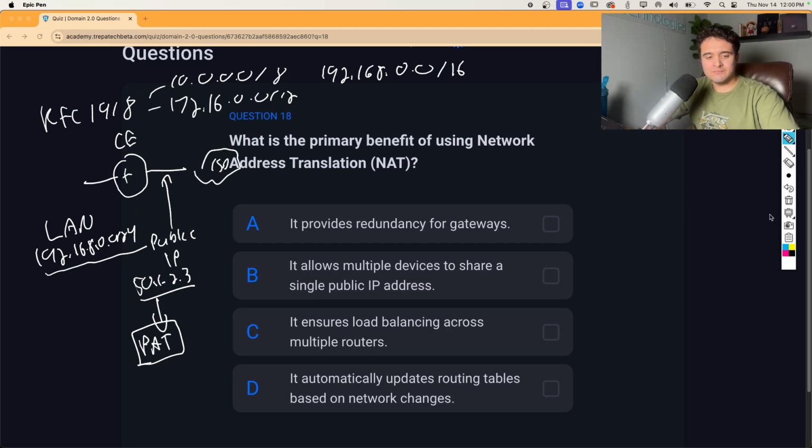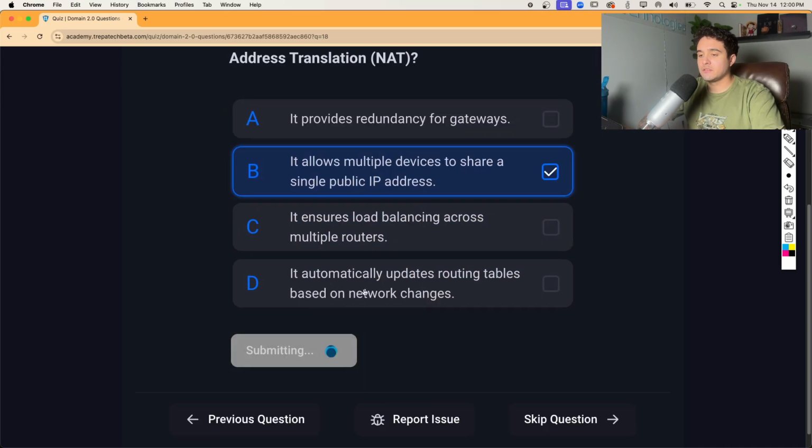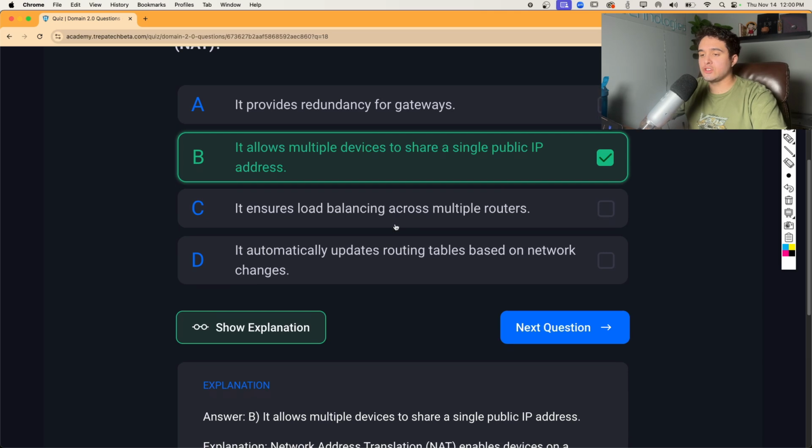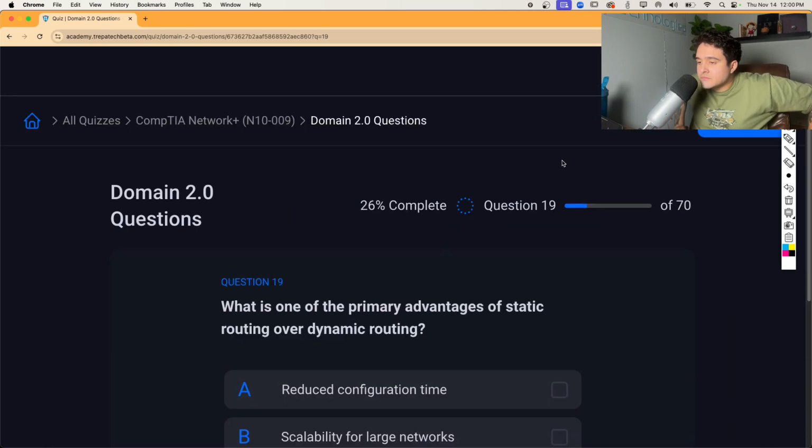But back to the question. So it doesn't provide redundancy. It allows multiple devices to share a single public IP address. It doesn't do C or D. It doesn't load balance or update routing tables. So yes, it's B. It allows multiple devices to share a single public IP address. Pause the video if you'd like to read the explanation.